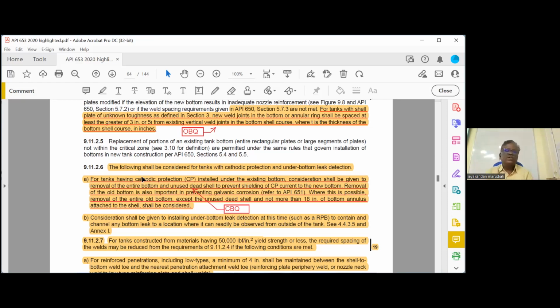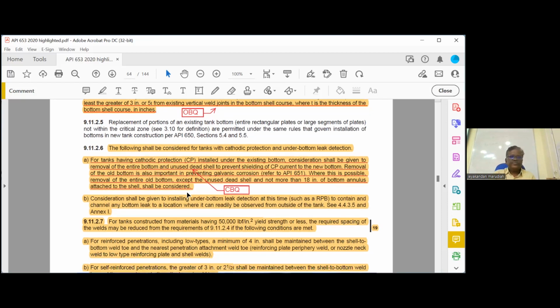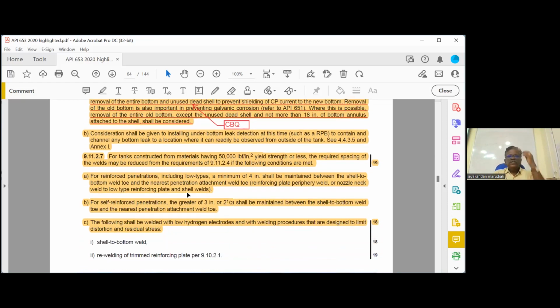Okay, highlight this one. For tanks having cathodic protection installed under the existing bottom, consideration shall be given to removal of the entire bottom and unused vessel to prevent shielding of CP current. Removal of old bottom is also important in preventing galvanic corrosion where this is possible. Remove the entire old bottom except the shell. Then these are not important.